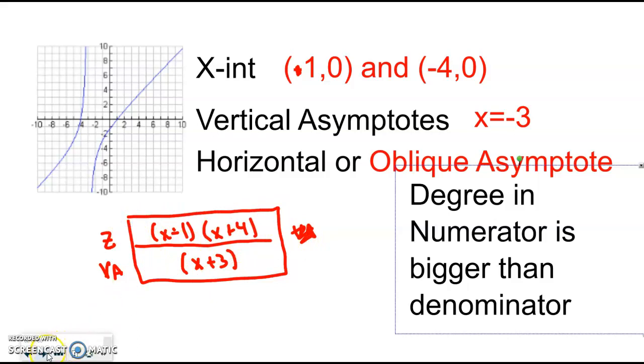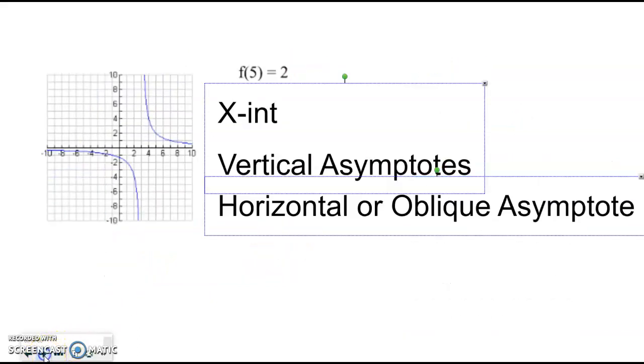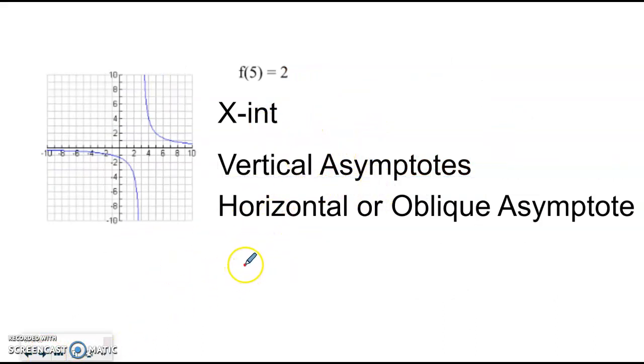Okay? All right, so let's look at this last one. A little bit different, but the same idea. We do want to find out what the x-intercepts and vertical asymptotes are, and whether or not it has a horizontal one. Well, in this case, I do know that it has no x-intercept. The vertical asymptote looks like it's going to be at x equals 3. And then it has a horizontal asymptote at y equals 0.